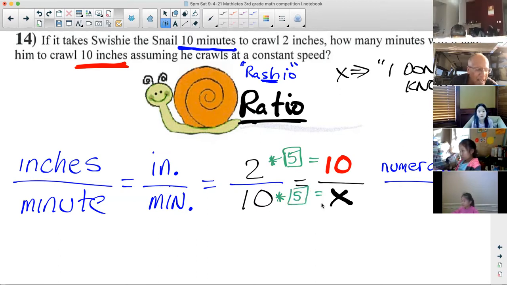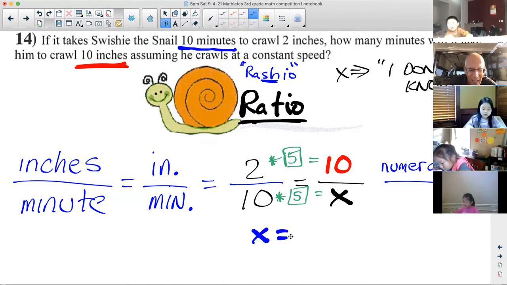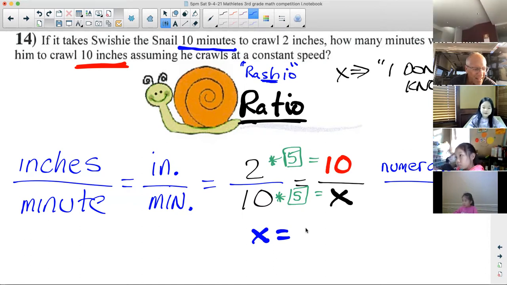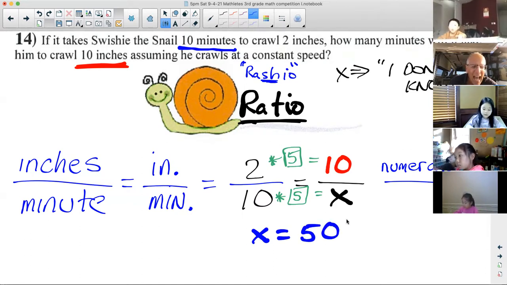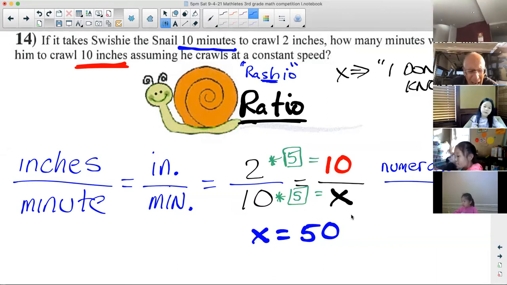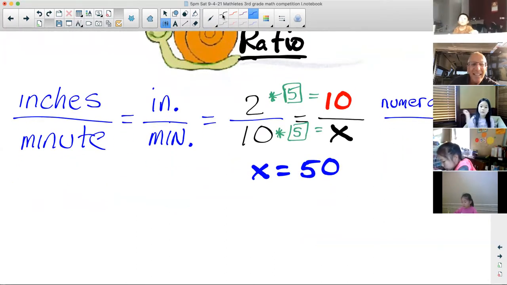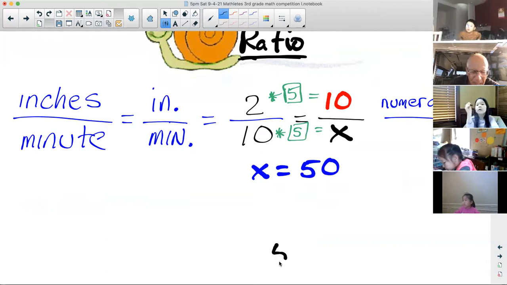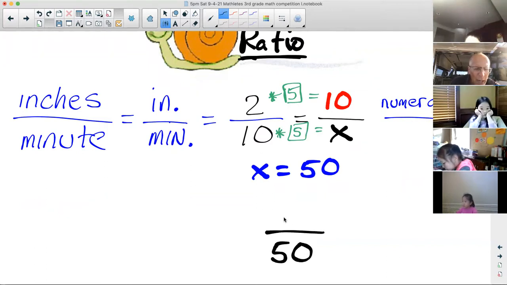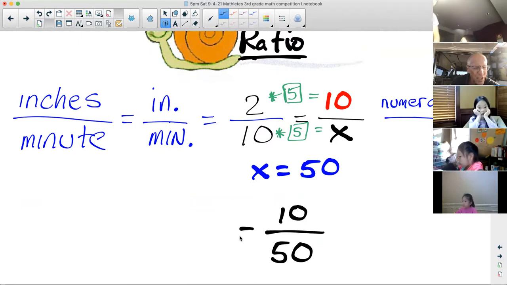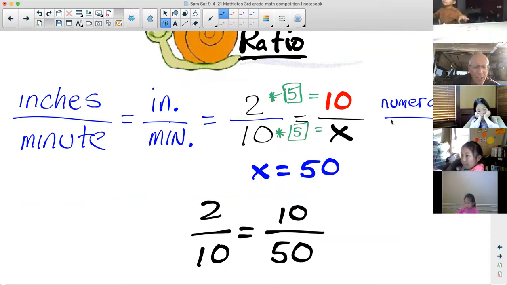Don't say it out loud. Everybody write it down. In fact, you could even write X equals, and then the answer. On 3. 1, 2, 3, go. 50. Right. 50. Great, guys. Eleanor, do you see that? So we know that it's going to take this snail 50 minutes to crawl 10 inches, 10 minutes to crawl 2 inches.